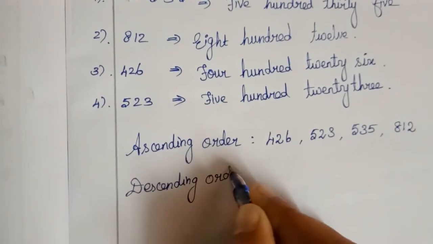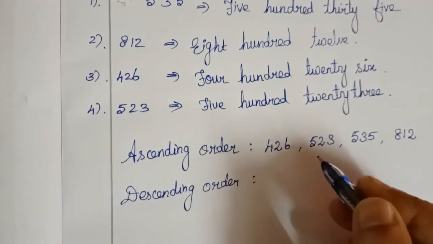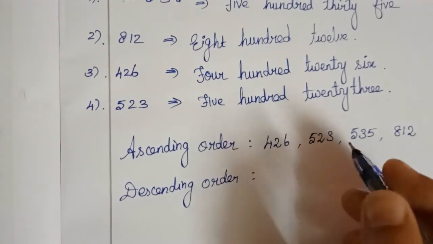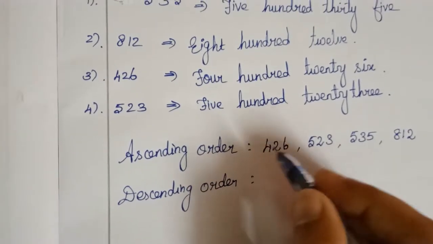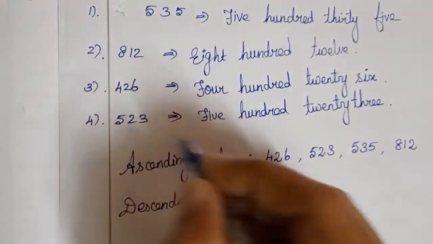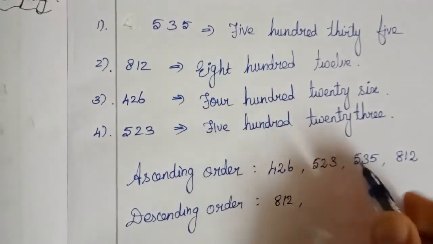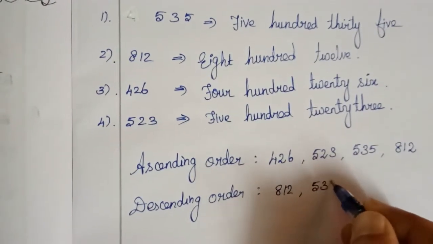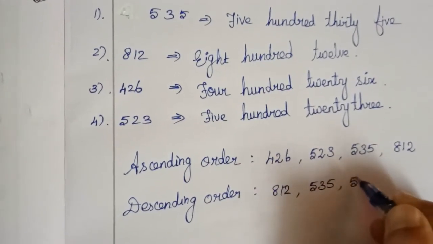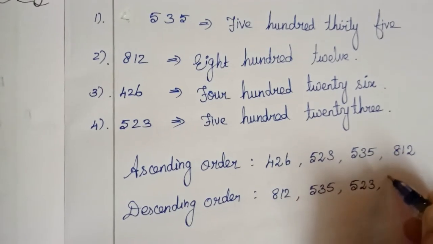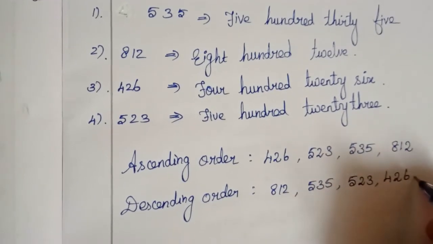Okay children. Now arrange these numbers in descending order. Descending order means arrange the numbers from bigger number to small number. So here the biggest number is 812 and the next bigger number is 535, the next is 523 and the last number is 426.